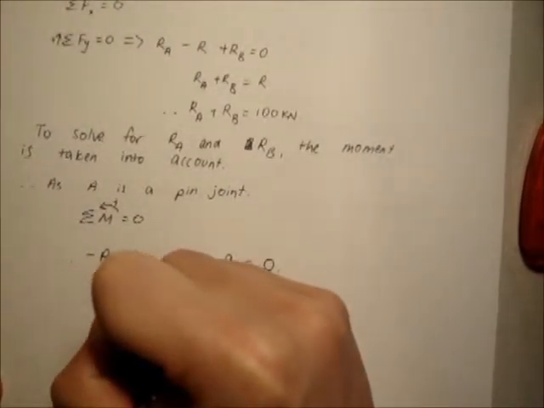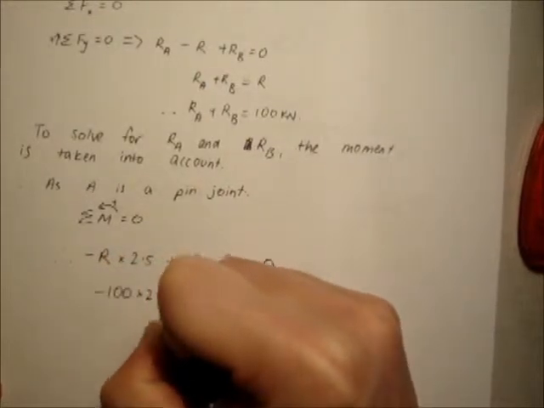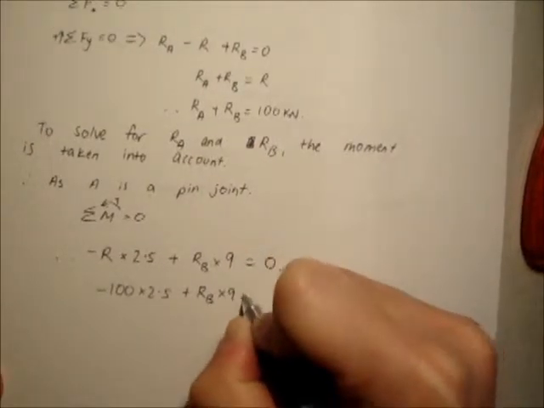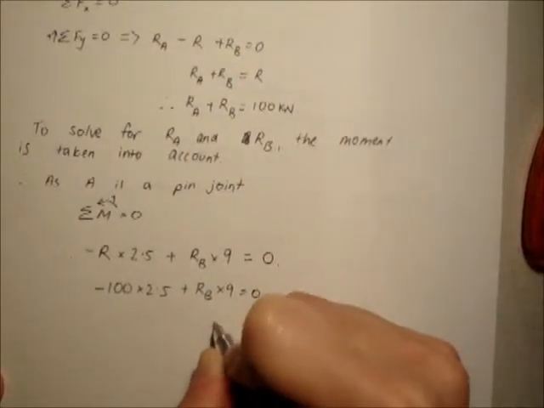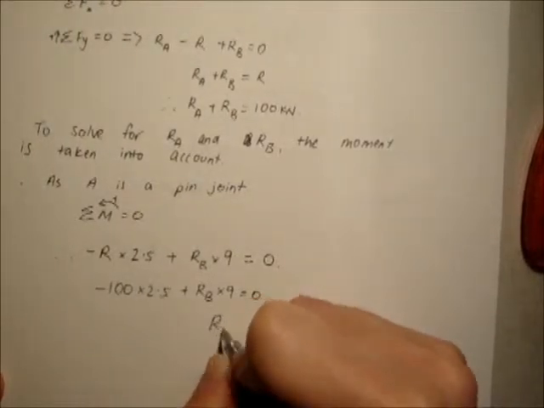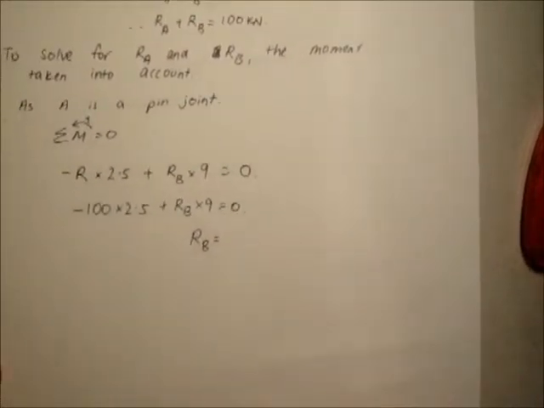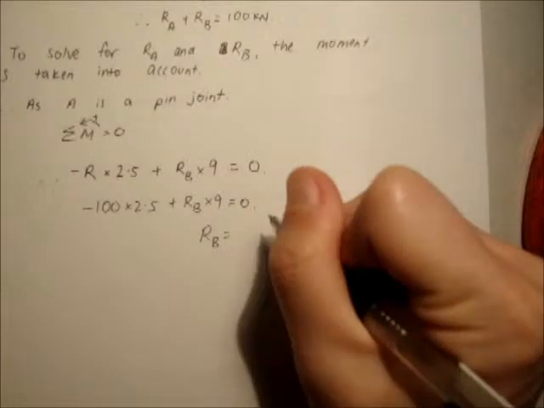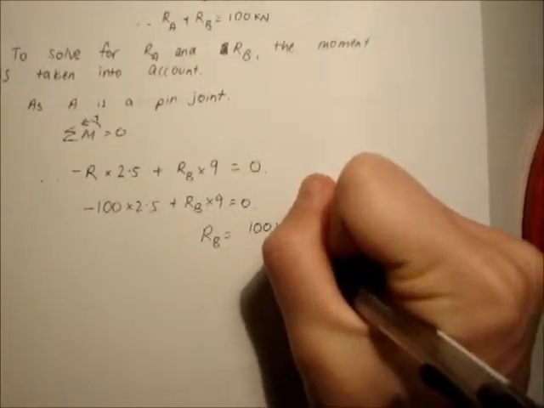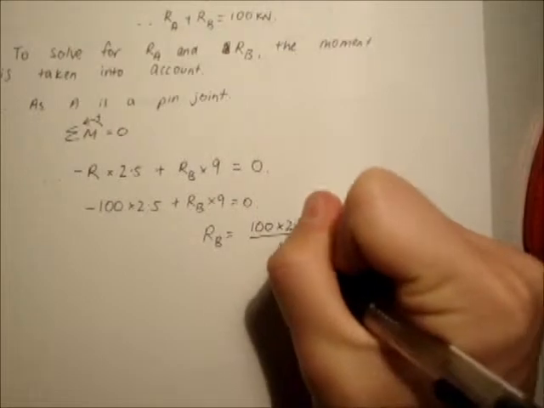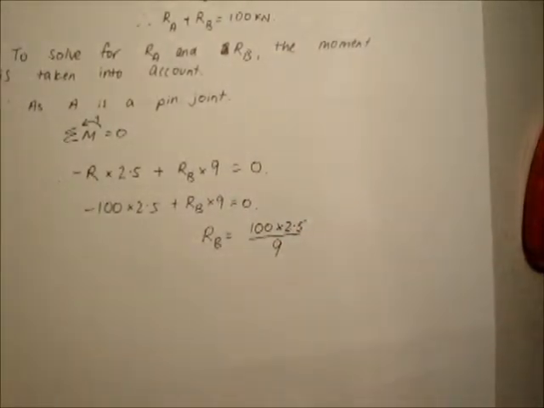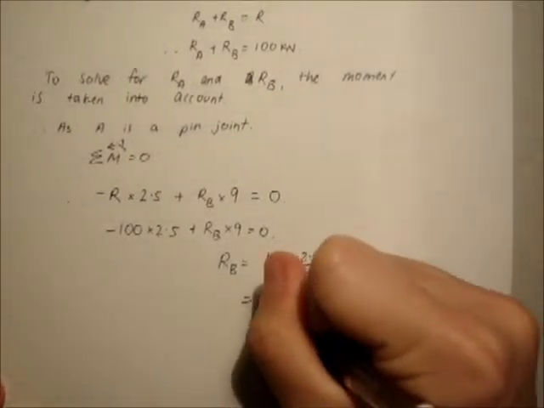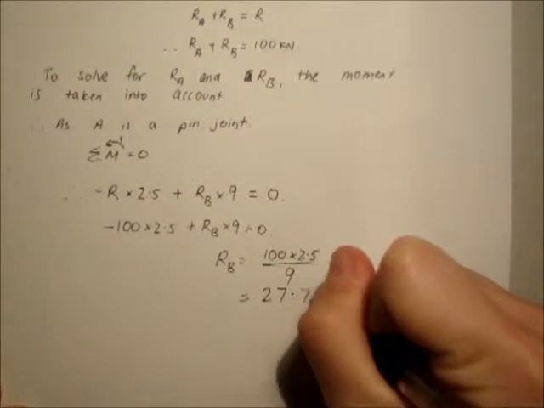Therefore, we can work out RB by just simple mathematics. And RB equals to 27.78 kilonewtons.